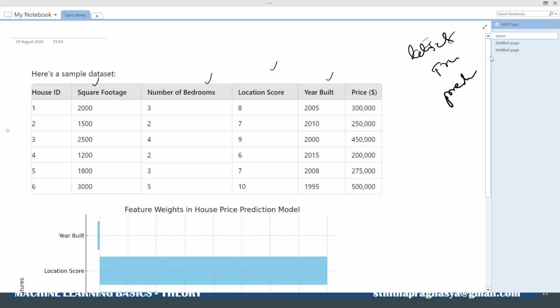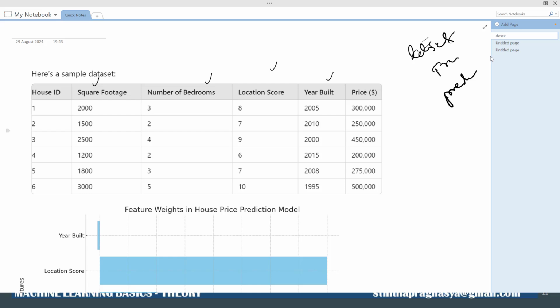The linear learner algorithm assumes there is a linear relationship between the features and the target variable. We already learned it. It tries to fit a line or a hyperplane in higher dimensions that best predicts the house price based on these features. For that, we said there is something called weights. The algorithm assigns weights to each feature to determine its influence on the house price.